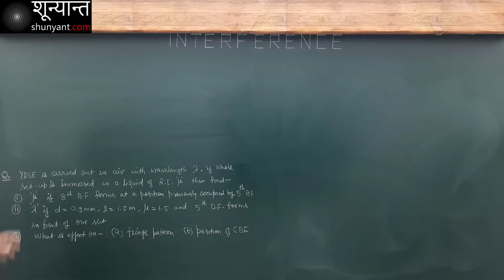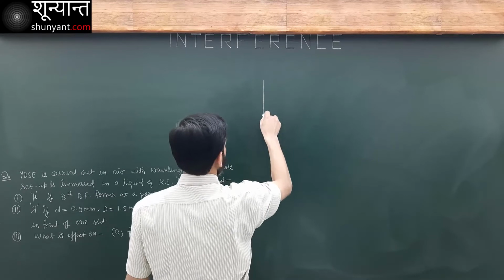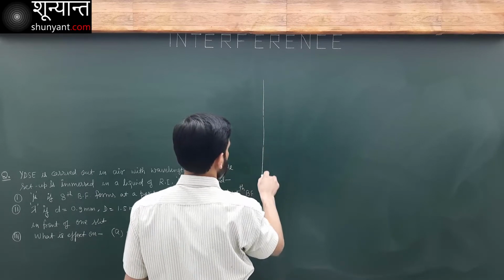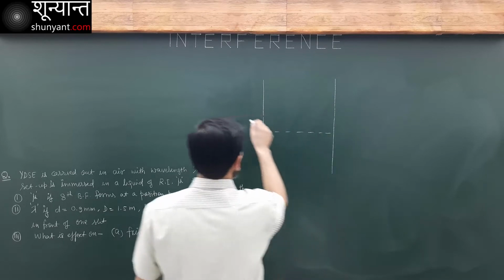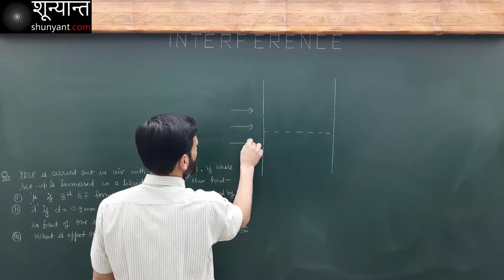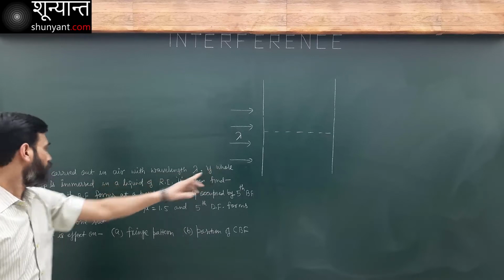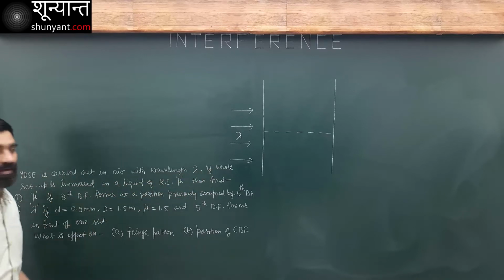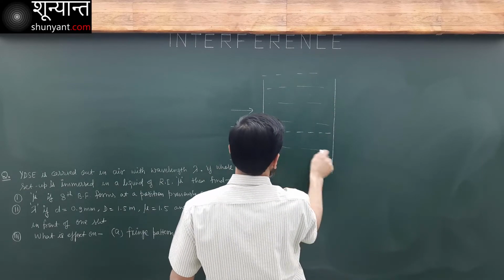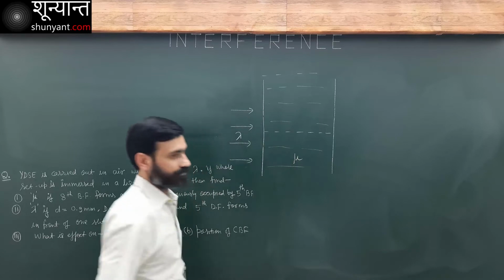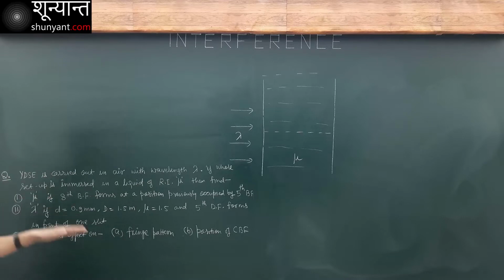Okay. YDSE is carried out in air. Let's say that this is my YDSE. It is carried out in air. Wavelength is given, wavelength is lambda. If the whole setup is immersed in a liquid, everything is immersed in a liquid, then find mu. Different conditions are given.